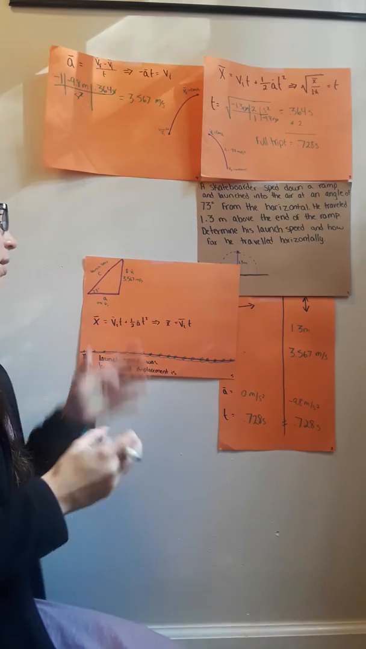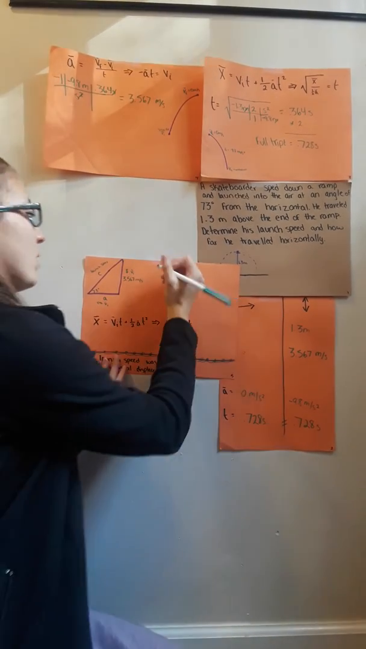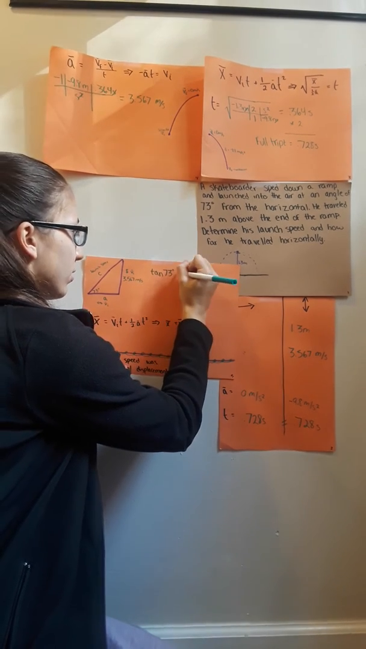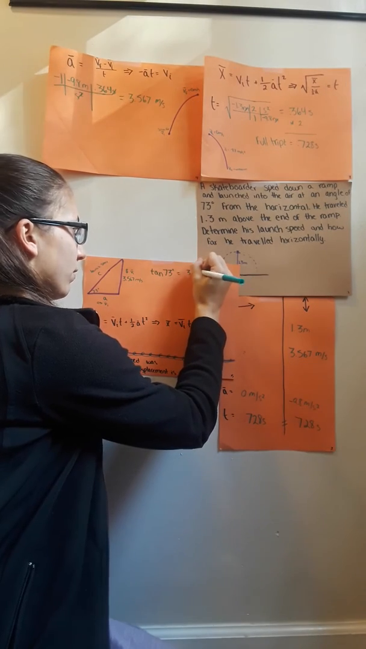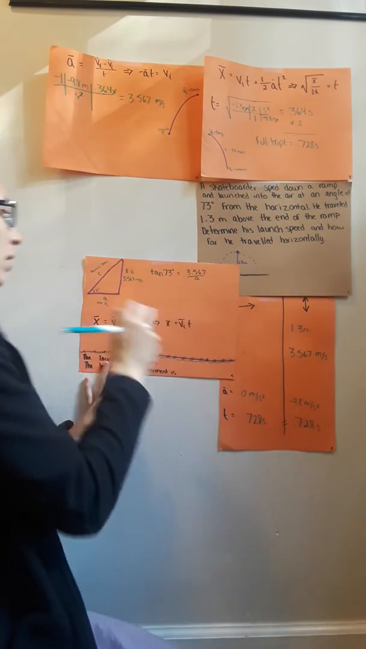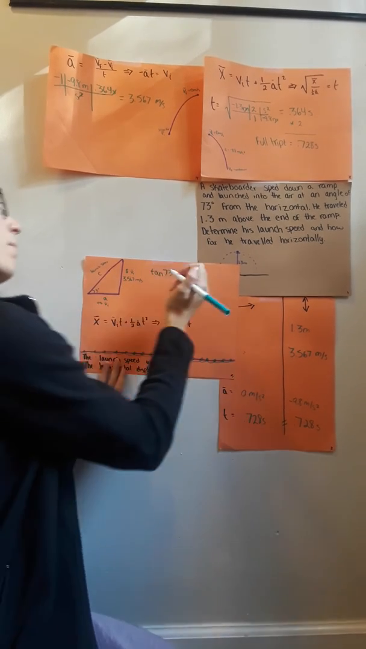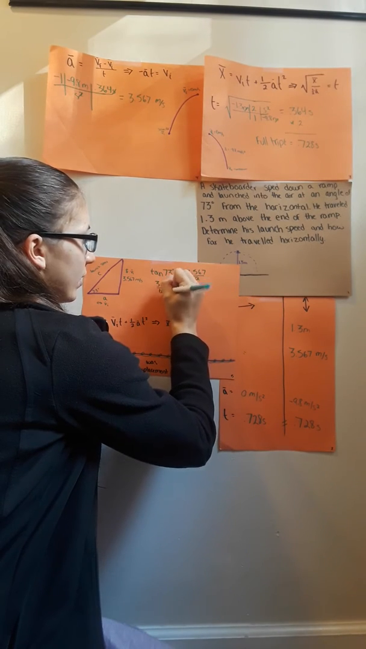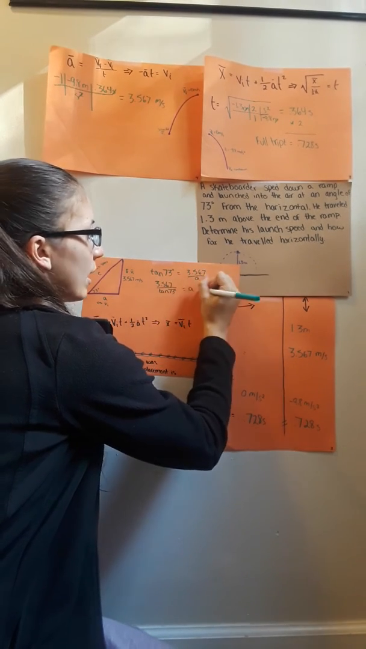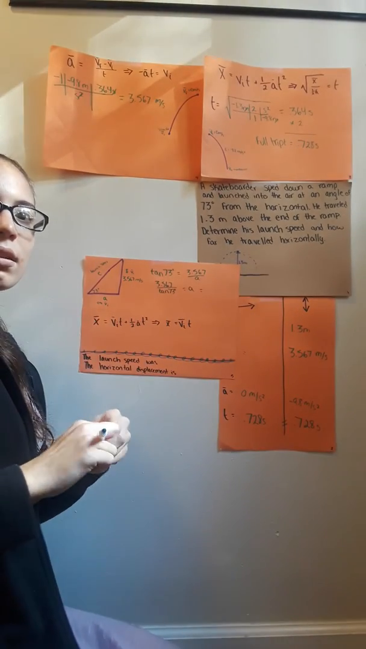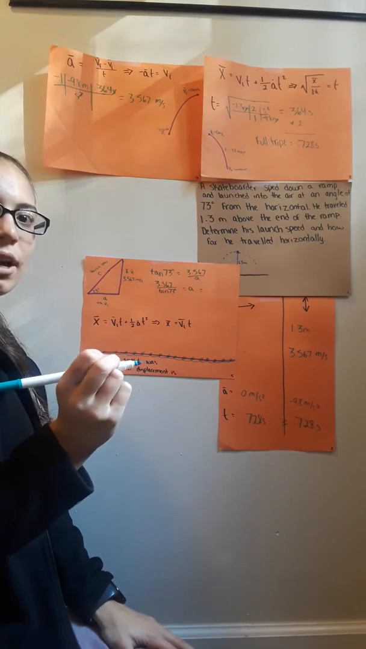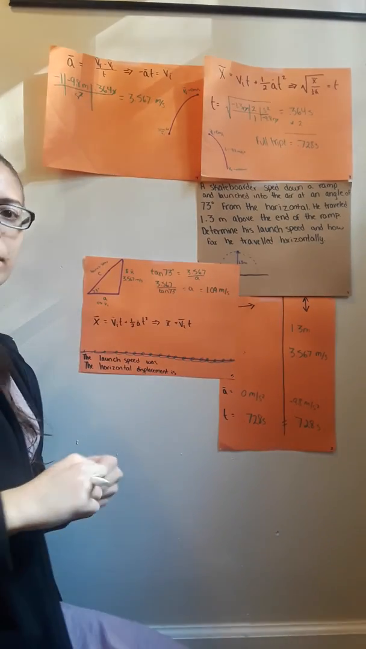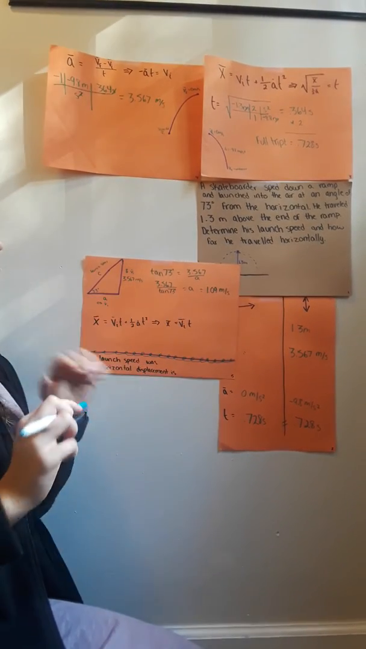So to do this, let's find A first. So that is the tangent of 73 degrees equals 3.567 over A, because tangent is opposite over adjacent. So 3.567 divided by tan of 73 equals A, and that gives us 1.09 meters per second. So that is our horizontal velocity initial.